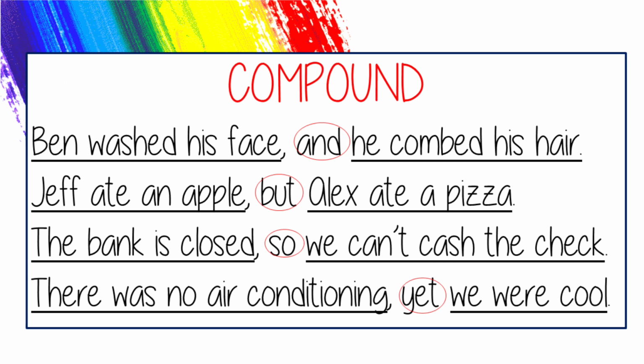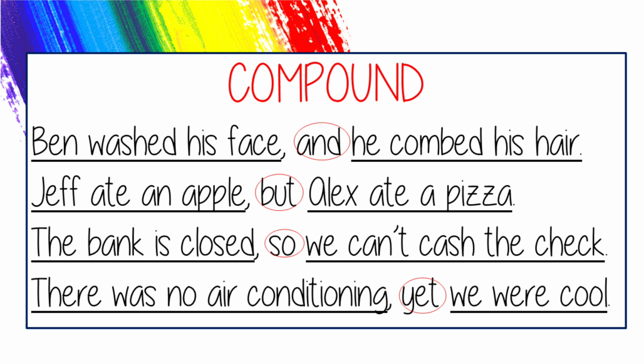Now, let's look at compound sentences. Here, we're using conjunctions to join 2 sentences instead of 2 words. In the first sentence, Ben washed his face and he combed his hair. Our first sentence or independent clause is Ben washed his face. The other independent clause is he combed his hair. Both of those are simple sentences and they could stand alone by themselves. But we're joining them to make a compound sentence, and we use the conjunction and.